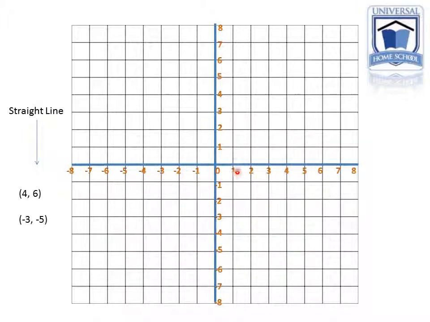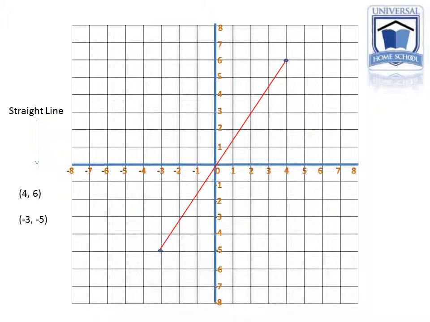So for (4, 6), 4 is the x and 6 is the y, so 4 lies on the x line and 6 lies on the y line. So right here is where we'd plot (4, 6), and (-3, -5) would lie right here. Then we can draw a straight line between these points. Bang, there's our straight line.